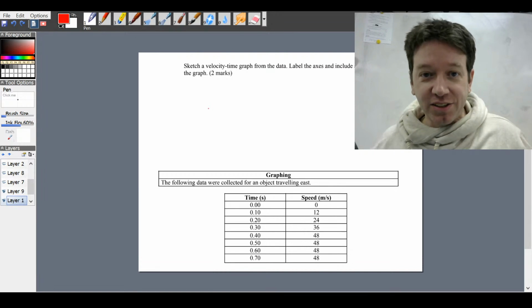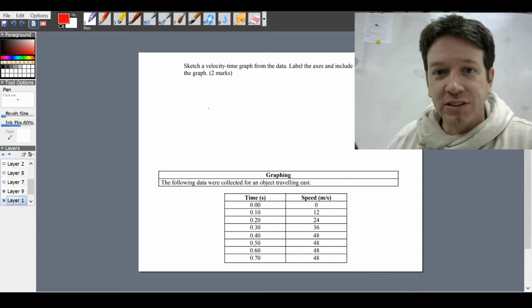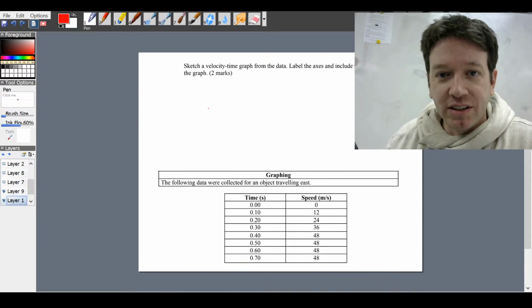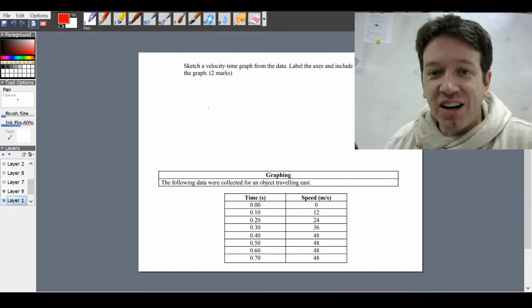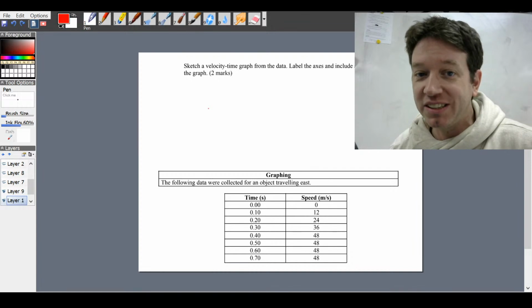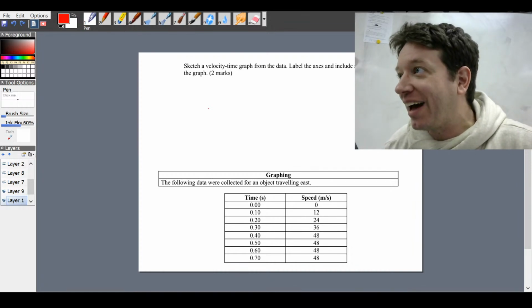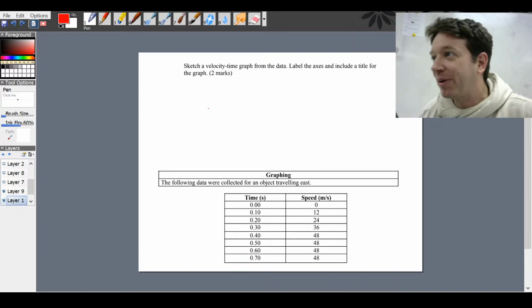All right, so let's start with motion graphs. So here's the first problem. Here it says, sketch a velocity time graph from the data, label the axis, and include a title for the graph. I think my face is covering up some of that. Let me see if I can fix that, make this a bit smaller. There we go.